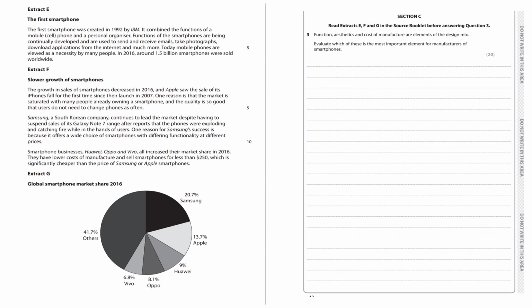Today, mobile phones are viewed as a necessity by many people. In 2016, around 1.5 billion smartphones were sold worldwide. Extract F. Slower growth of smartphones.